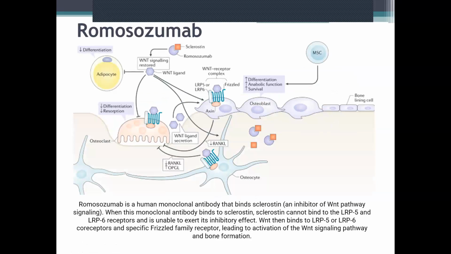So how does it work? It is a human monoclonal antibody, and it binds to sclerostin. Sclerostin is an inhibitor of the Wnt signaling pathway, and the Wnt pathway is responsible for bone formation. So through the action of sclerostin, if it inhibits the Wnt signaling pathway, that inhibits bone formation. Romosozumab inhibits sclerostin, and that will increase bone formation and increase osteoblastic activity.